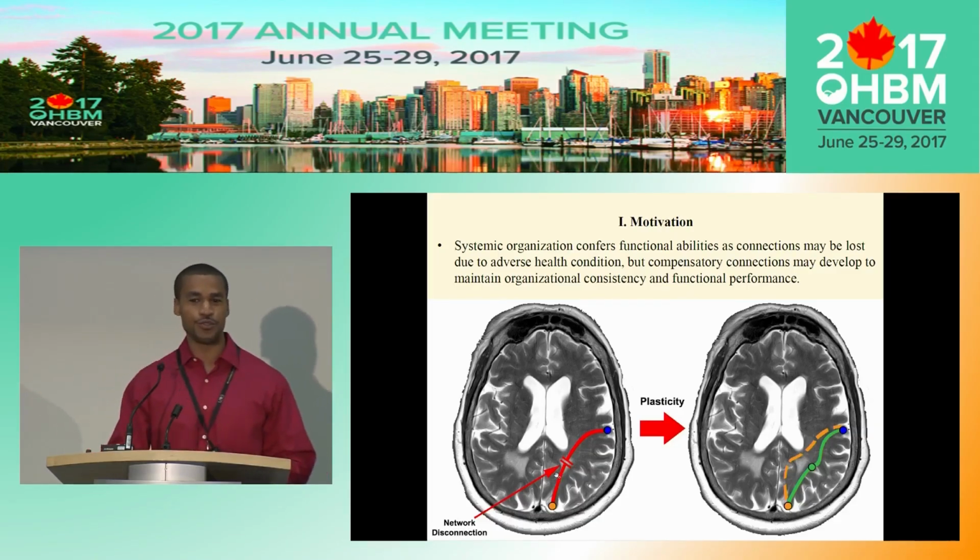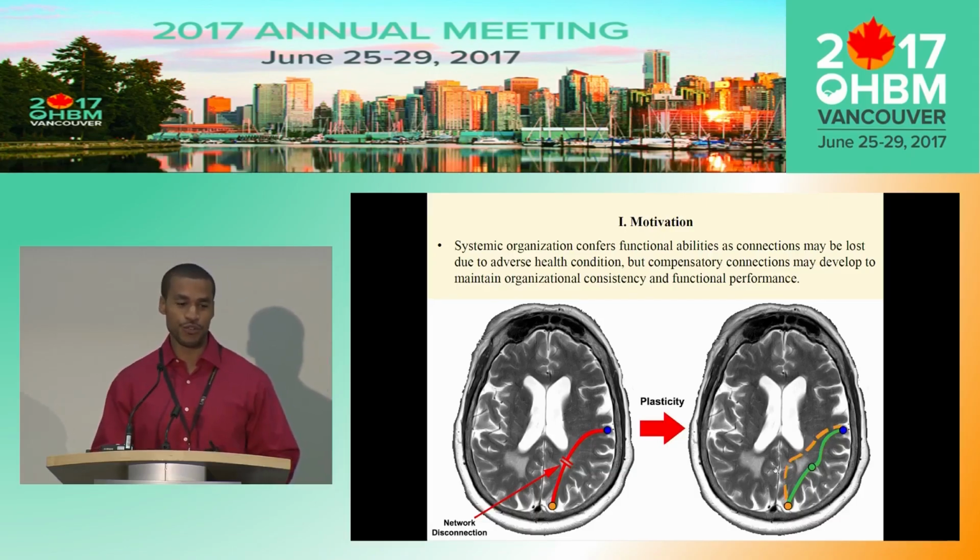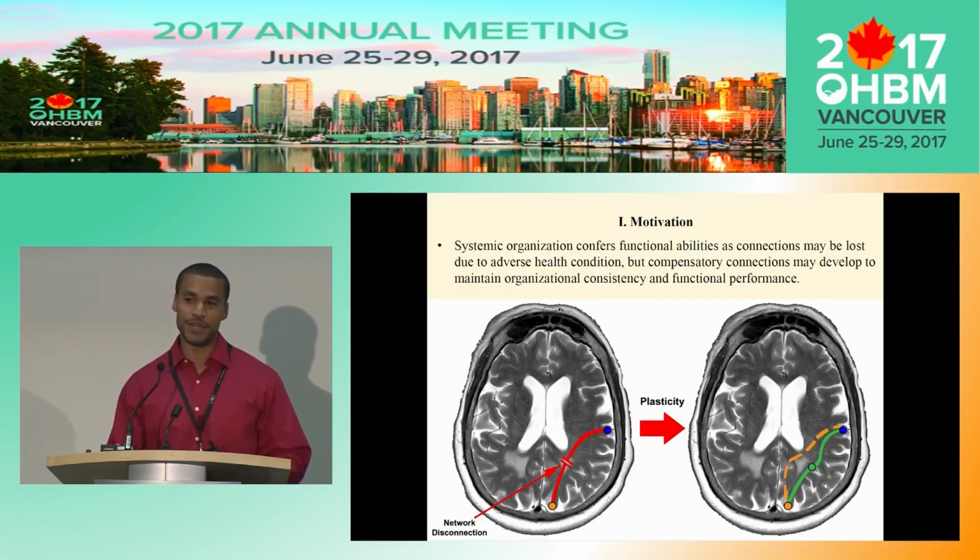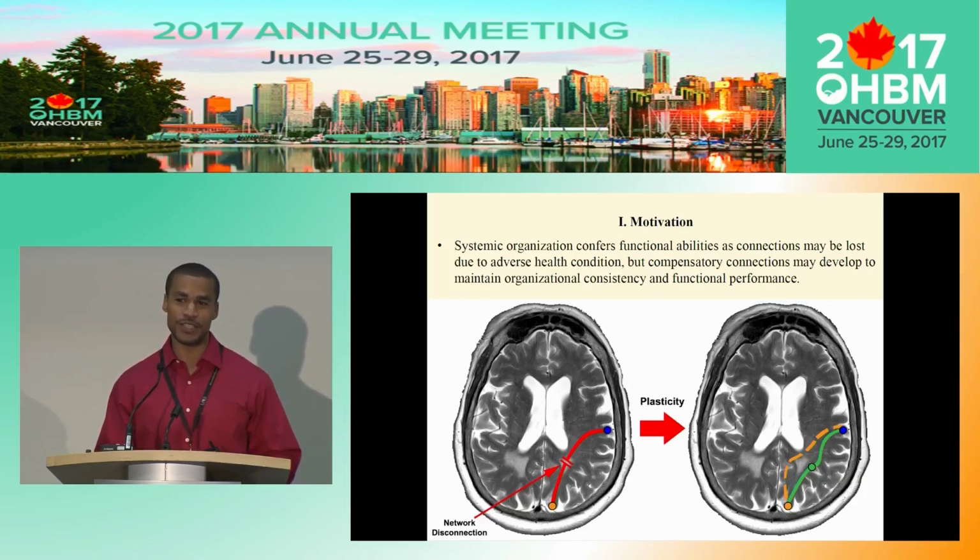So you may have two individuals or two groups of individuals that have a network disconnection between two regions, but the brain may compensate for that and develop an indirect path between those two regions, or a previously silent path between those two regions. So two individuals or even two groups of subjects may exhibit differences in connectivity while exhibiting no differences in network structure.